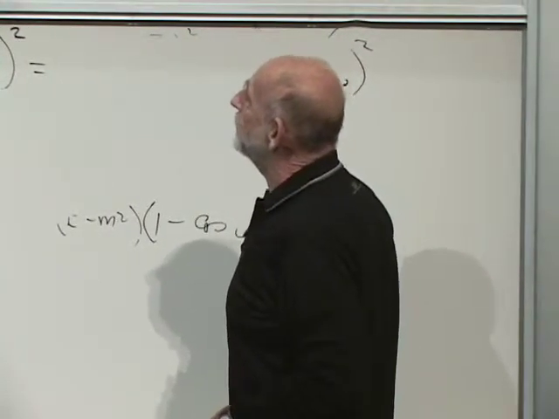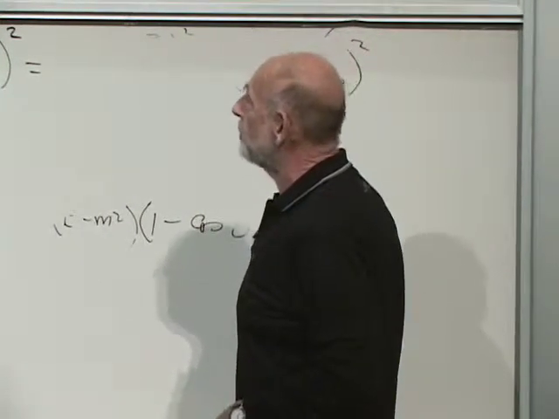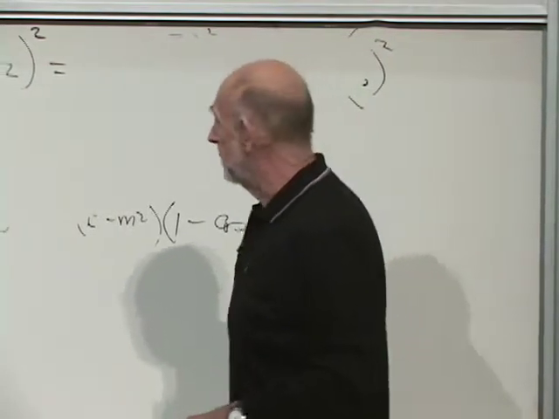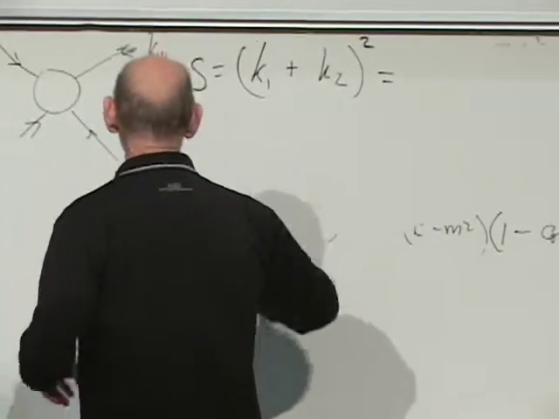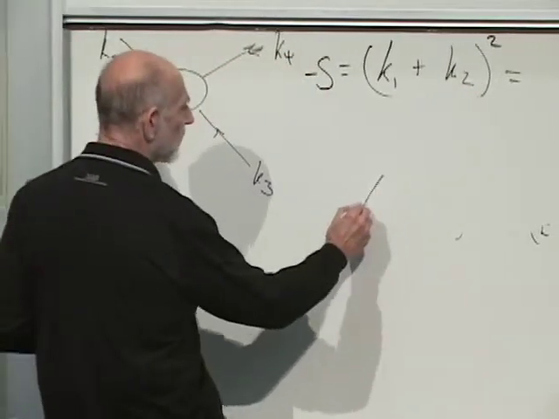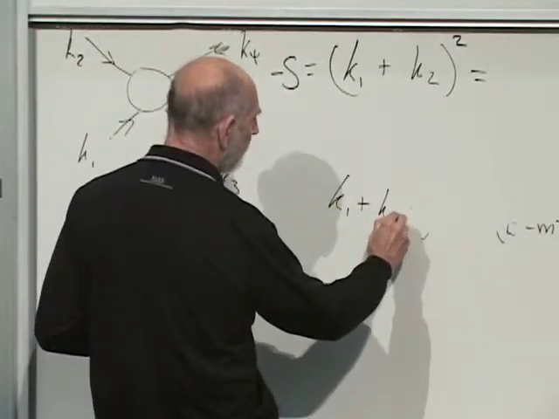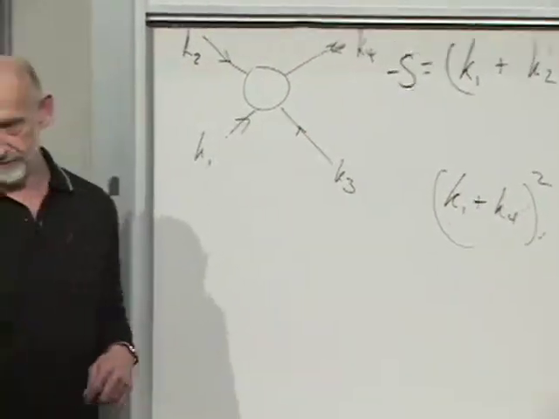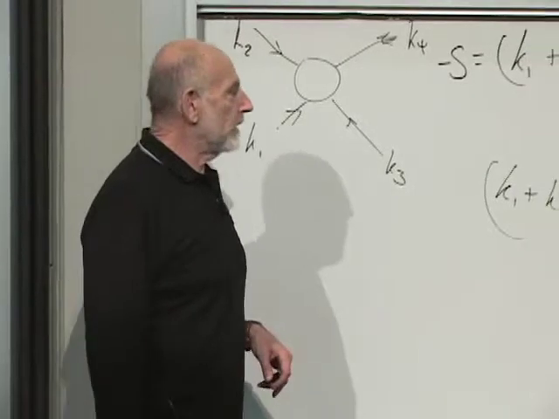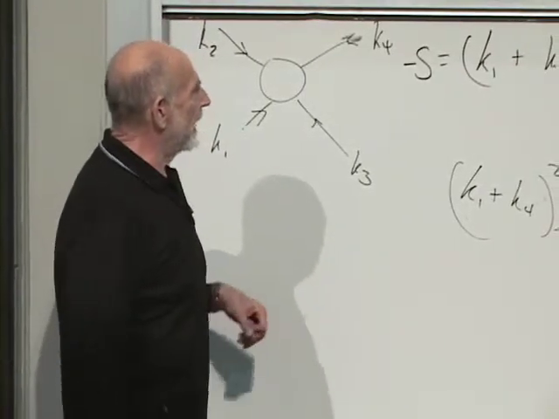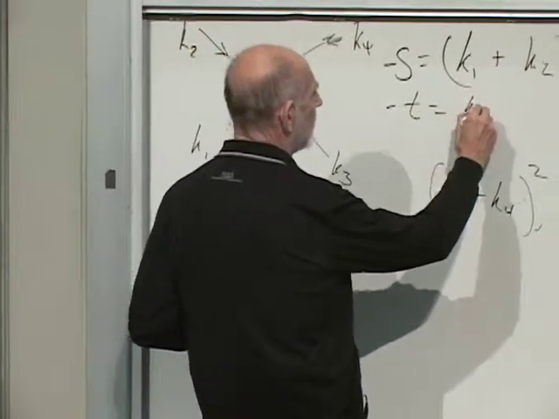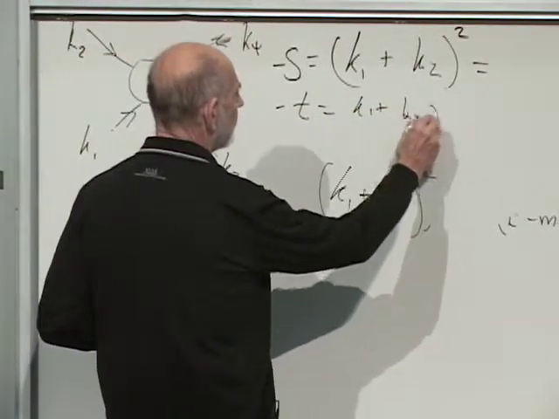Is there another combination? We have K1 plus K2. We have K1 plus K3. K1 plus K4, right? That's another one. So one more quantity is K1 plus K4 squared. What can that be? Well, if you were going to give it a name, what would you call it? Oh, U.